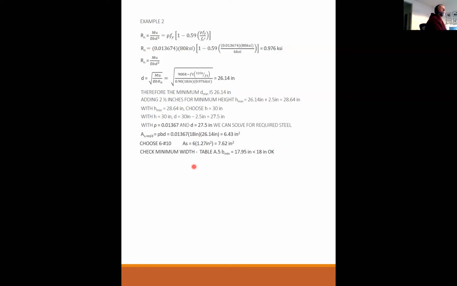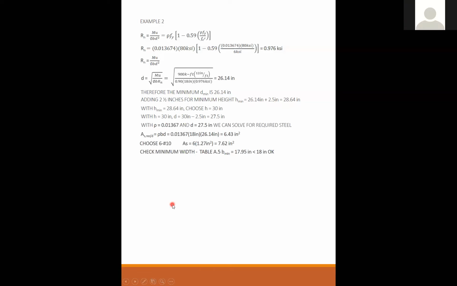But remember, you have to refigure out how deep the beam has to be. Because if you put all your steel in 2 rows, then you are no longer going to be 2.5 inches to the center of your steel. It's going to be more. So you kind of have to back up a little bit.